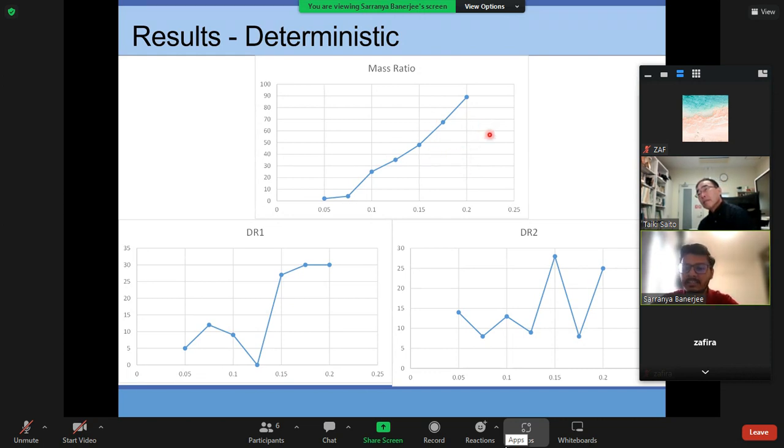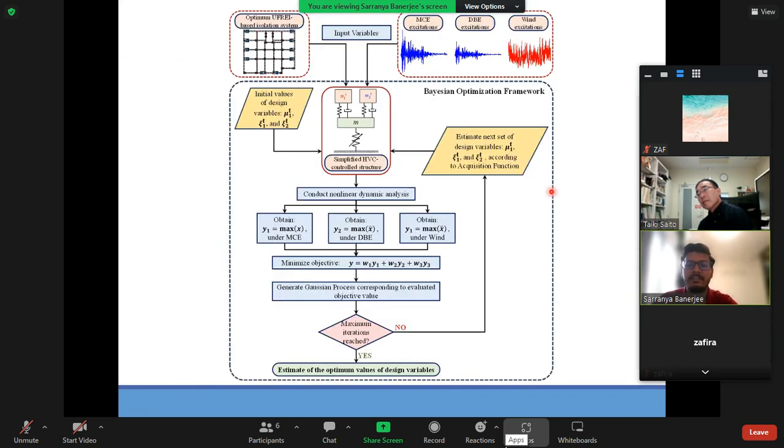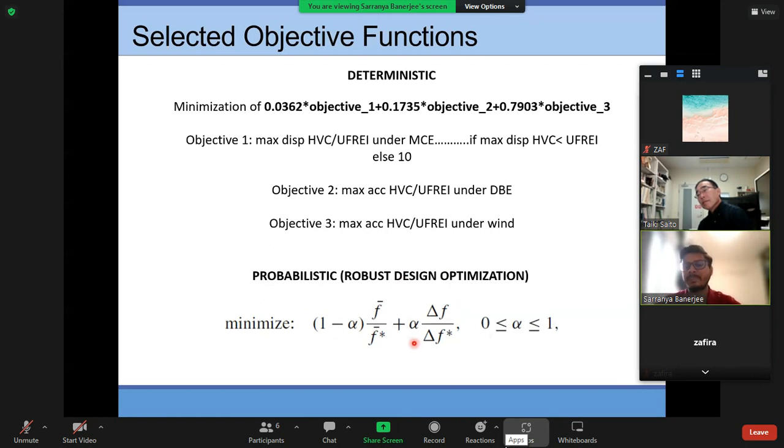So these are the results so far which I have got. And right now I am working on the probabilistic, finding the probabilistic optimization parameters. Once I do this, I think we can write a paper from these results.